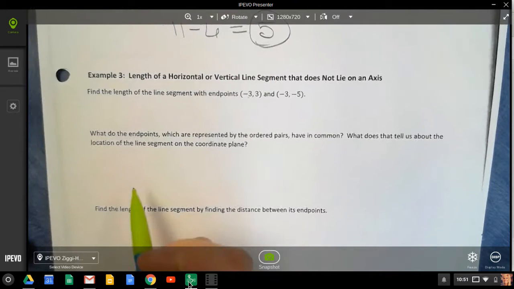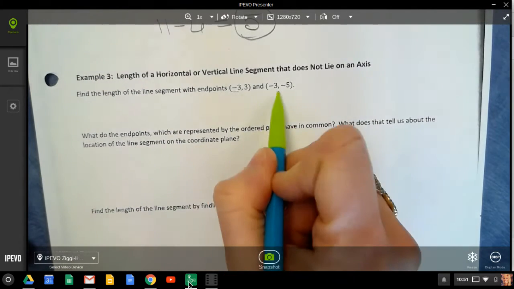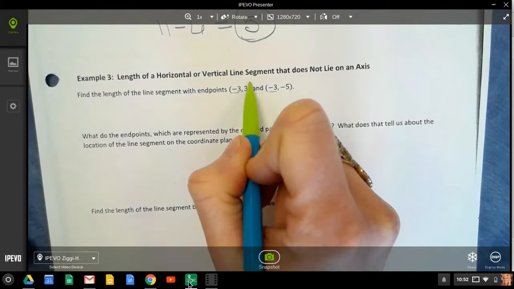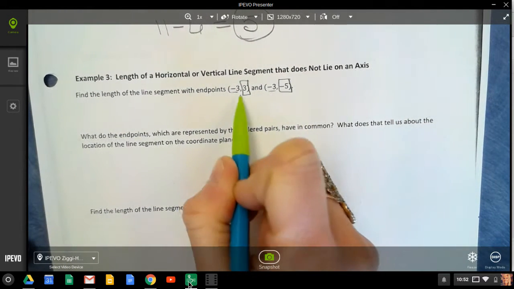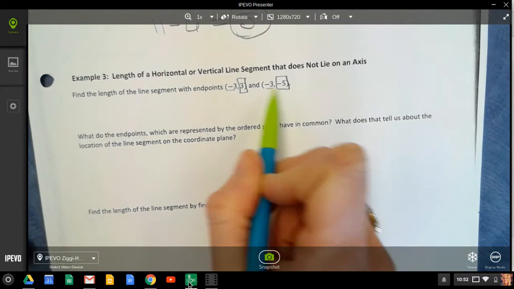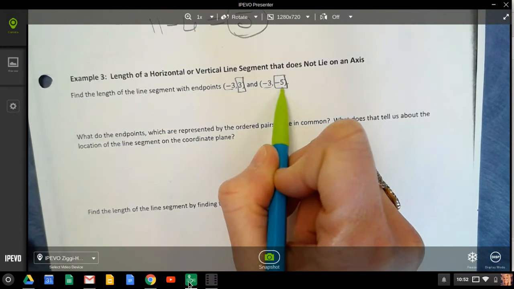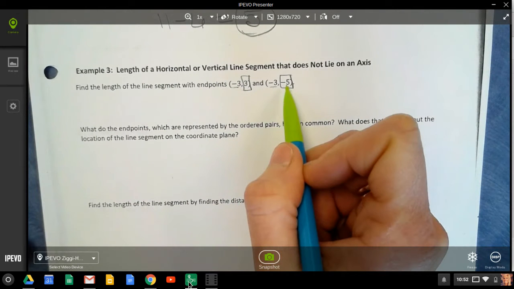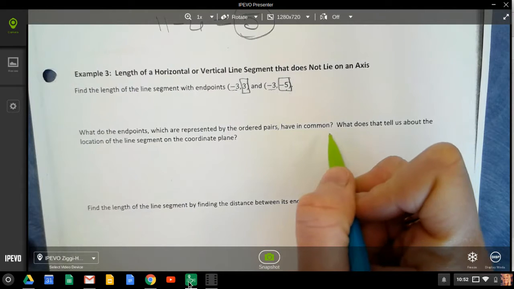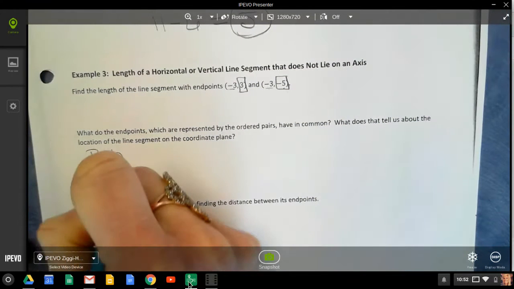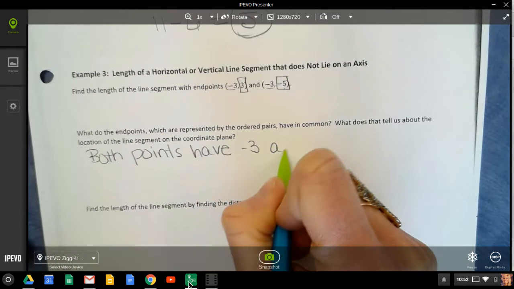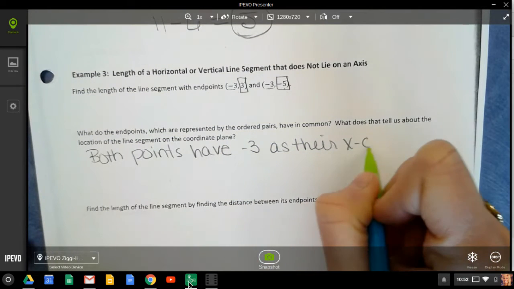So again, we want to be careful here. Identify your x coordinates. Now your x coordinates are exactly the same, so you cannot use those to find your distance. You need to look at the coordinates that are different. So if you look here, we have a 3 as a y and a -5 as a y. All right, so we want to find the distance between them. Now this is a positive and that's a negative, so therefore they lie on opposite sides of 0. So what do the endpoints, which are represented by ordered pairs, have in common? So we need to say both points have -3 as their x coordinate.